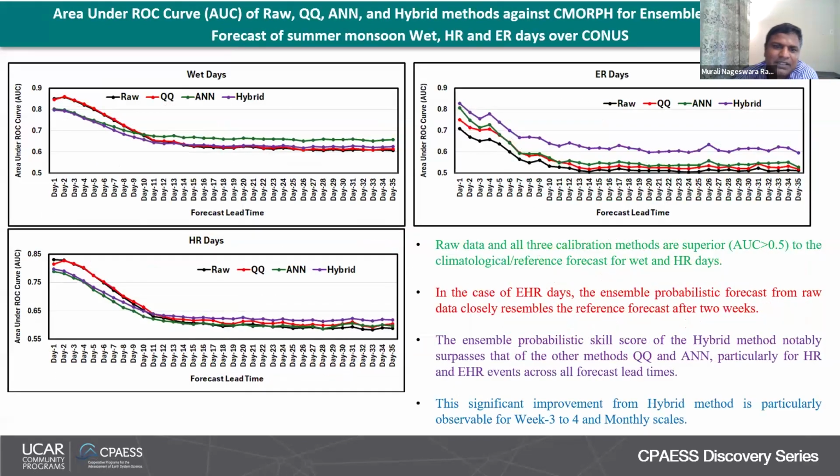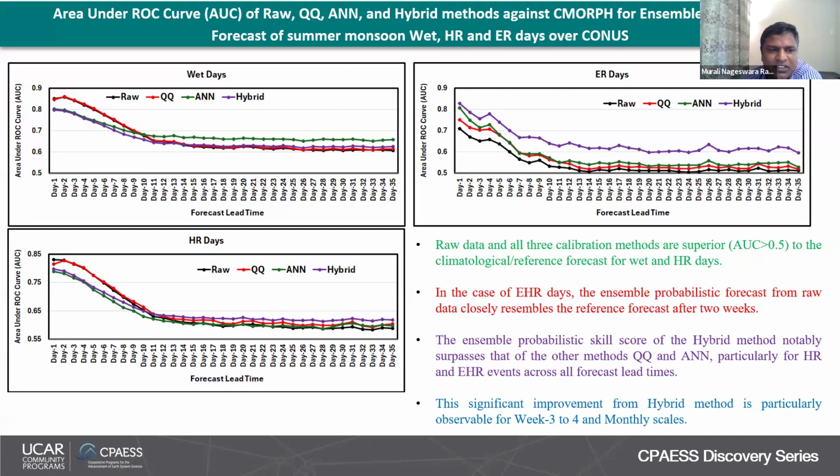Here I am not showing the ROC curve graph. I simply want to show how the skill is for day 1 to day 35, so I have shown a line graph of how the skill is overall for wet days, heavy rainfall days, and extremely heavy rainfall days. And you can see in all the cases, if it is more than 0.5, it is better than the reference forecast.